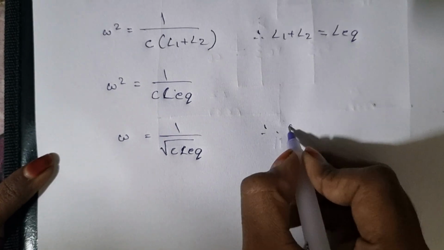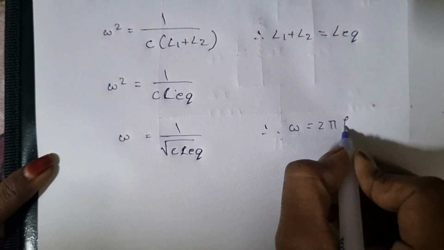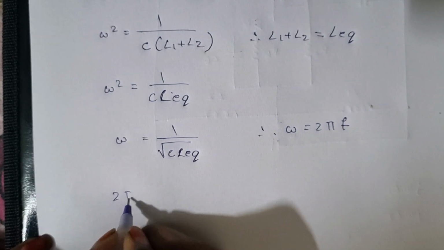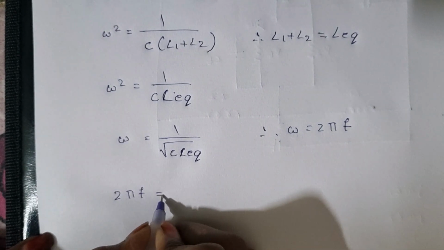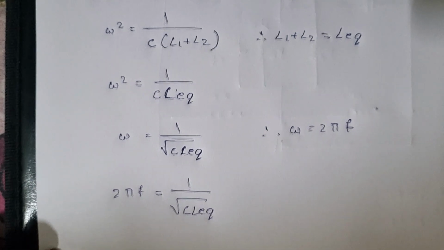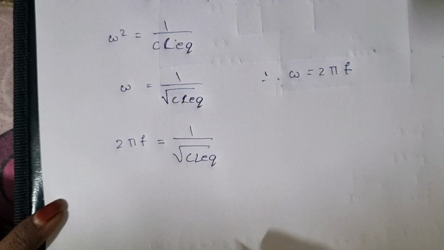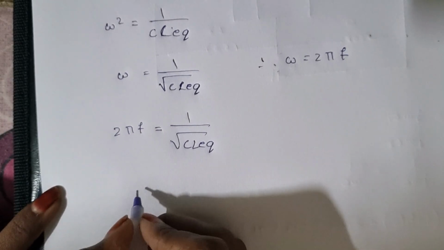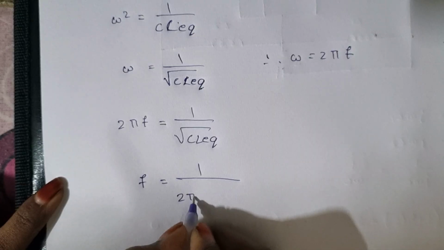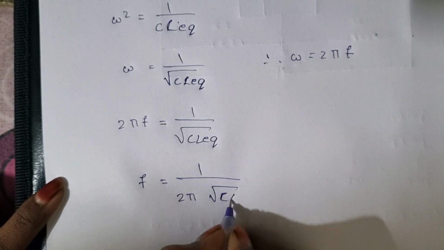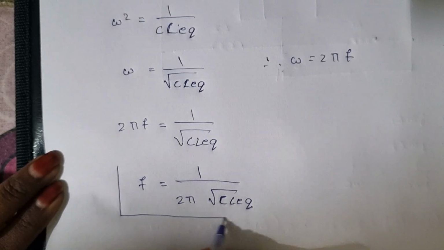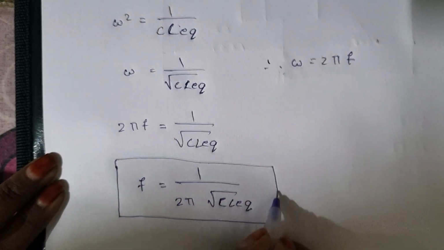Therefore we know omega equals 2 pi f. So we substitute this in the omega place. 2 pi f equals 1 by under root C L equivalent. So we send this 2 pi to the right hand side. We get f equals 1 by 2 pi under root C L equivalent, which is the frequency of the Hartley oscillator.